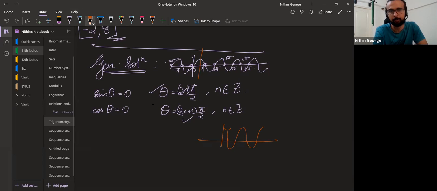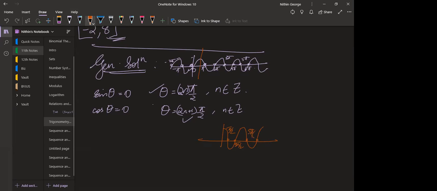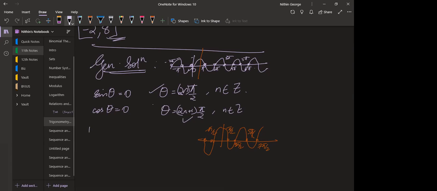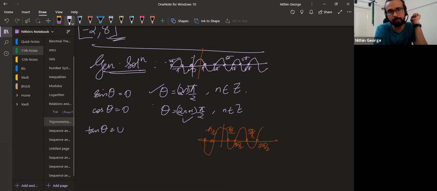So here at pi by 2, it happens. At 3 pi by 2, it becomes 0. At 5 pi by 2, it becomes 0. You should see here at all the odd multiples of pi by 2. Minus pi by 2, then comes minus 3 pi by 2, and so on. So at all the odd multiples of pi by 2, you get cos theta equal to 0. Got this? Okay, so now if I say tan theta equal to 0, when does that happen?